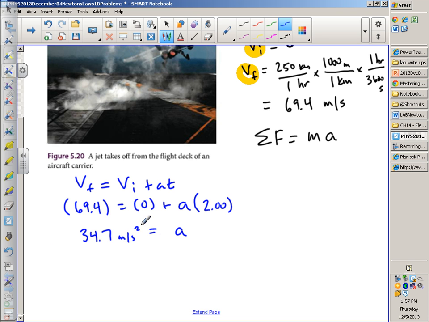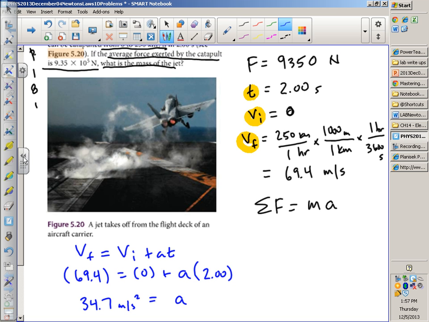Now that we know that acceleration value, can we figure out what the mass is? We can, right? We found out earlier on that this force was 9,350 newtons, equal to the mass, which we don't know, but we did just figure out the acceleration was 34.7 meters per second squared.